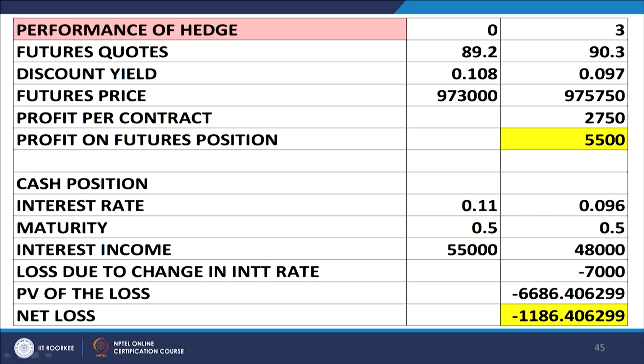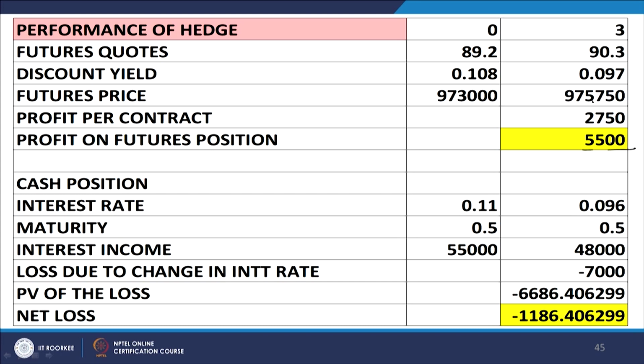The futures quotes are 89.2 and 90.3, which translate to futures prices of 973,000 and 975,750. We worked it out as in the earlier case. So, the profit per contract, now this is a long position, is this minus this, which works out to 2,750, and the profit for the futures position is 5,500.